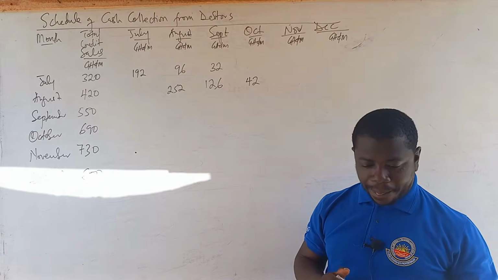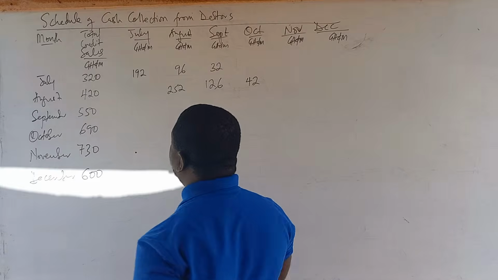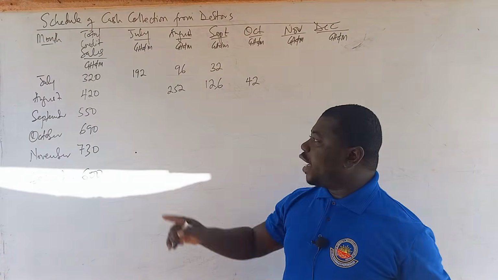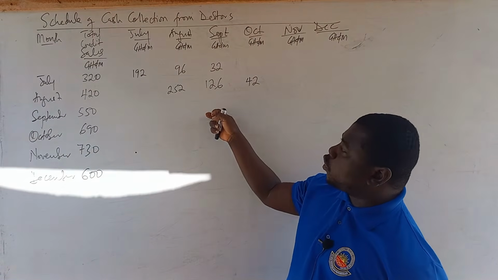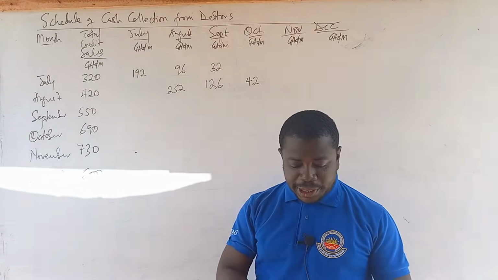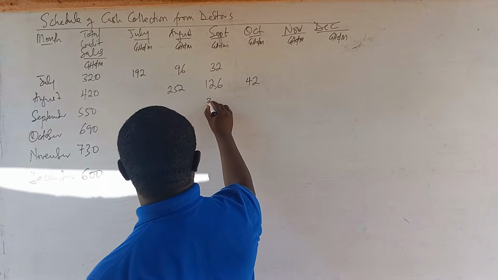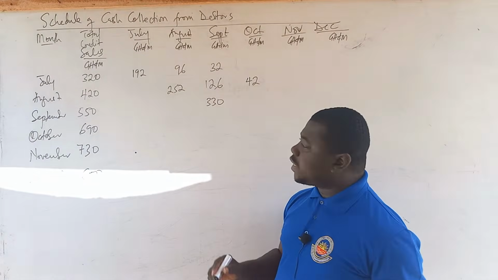All right. And then we move on to September. In the month of September, the credit sale is 550, sorry. So we find 60%, it will be collected in the month of sale, which is September. So we shift it to September. So 60% of 550 is going to be 330 million.